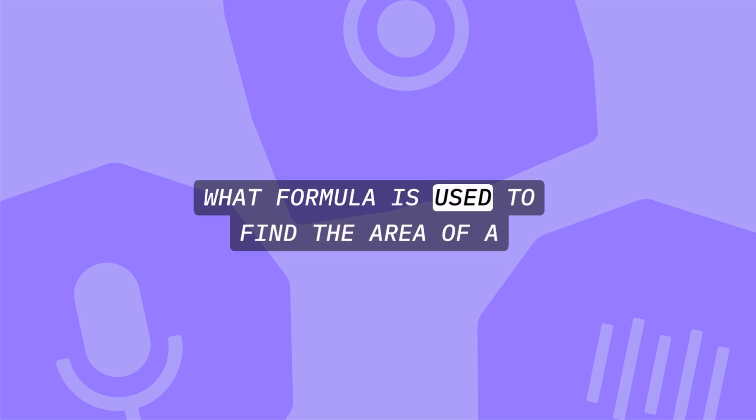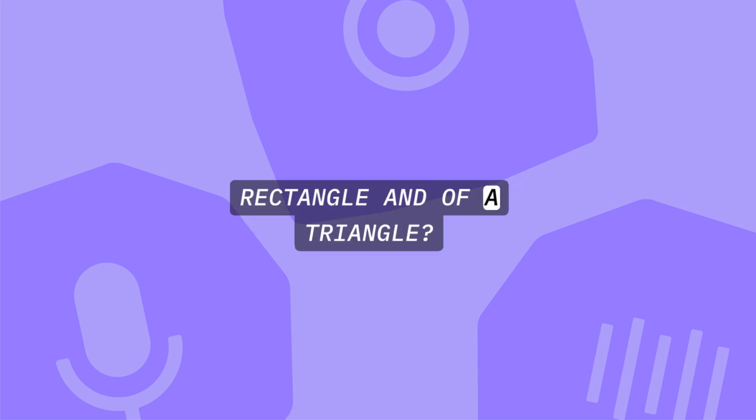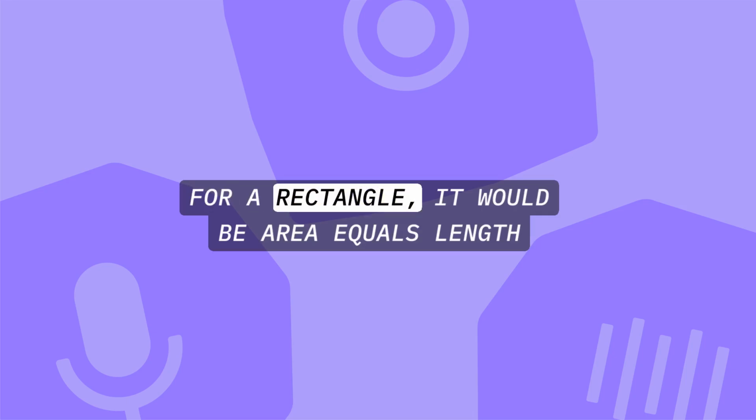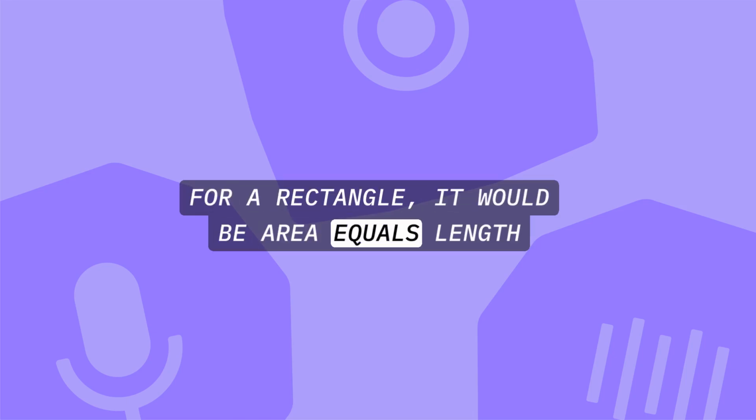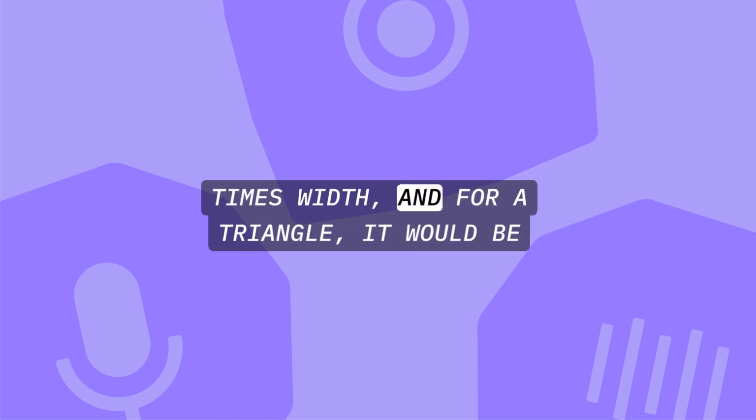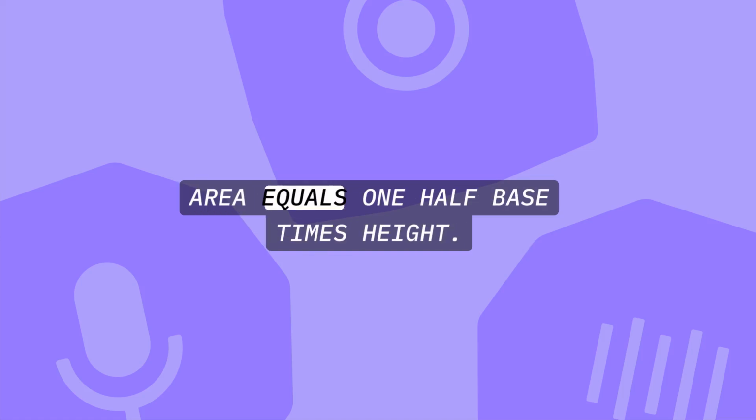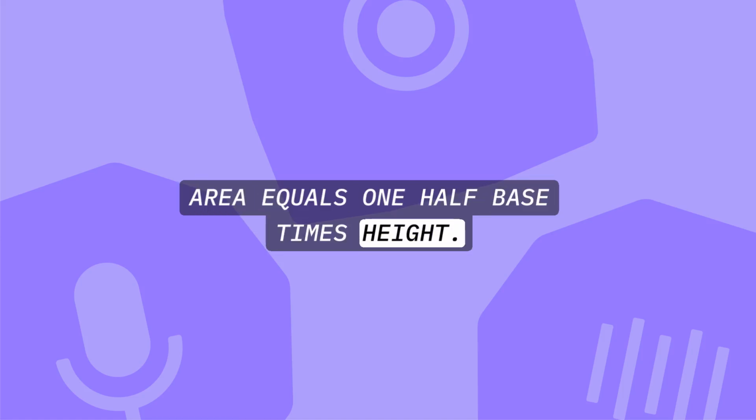What formula is used to find the area of a rectangle and of a triangle? For a rectangle, it would be area equals length times width. And for a triangle, it would be area equals 1/2 base times height.